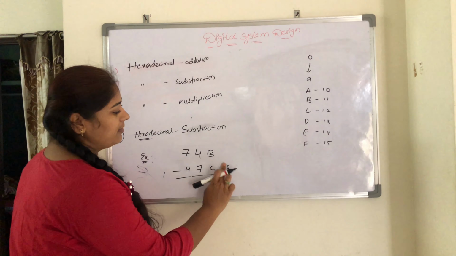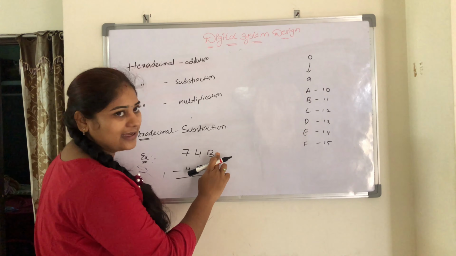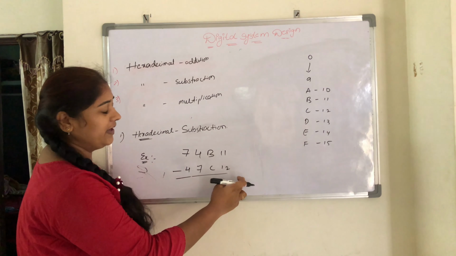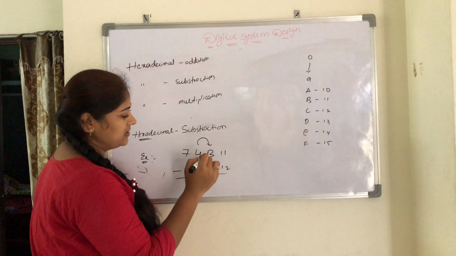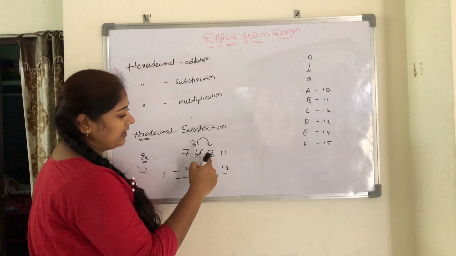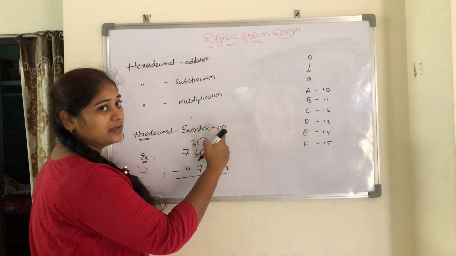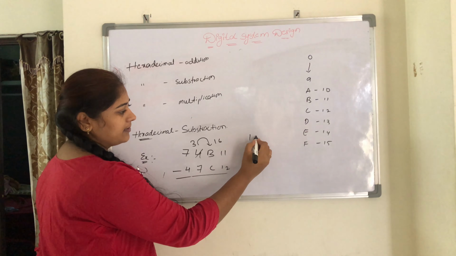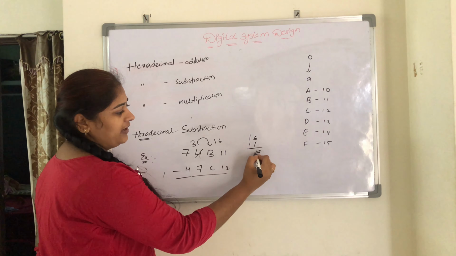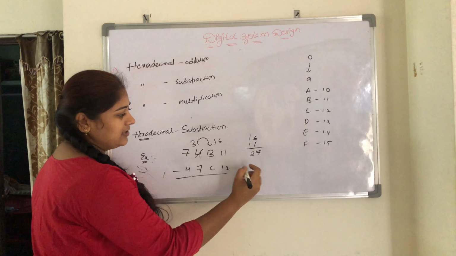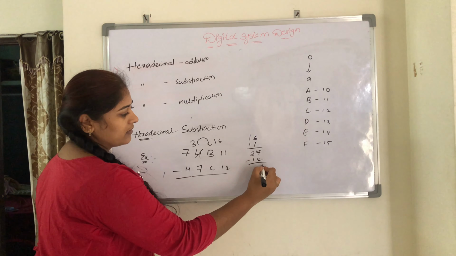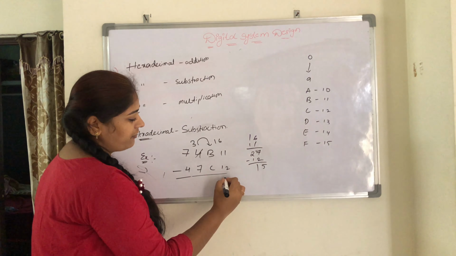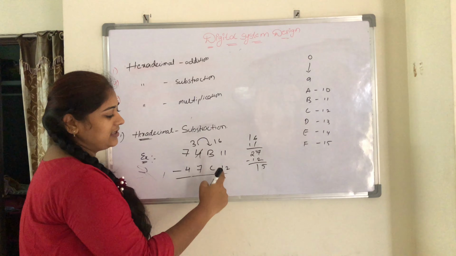So let's see how to do it. b is nothing but 11 in hexadecimal, c is nothing but 12. 11 minus 12, we can't do it. Take a borrow from the beside digit. So here 3 remains. Since it is hexadecimal subtraction, the borrow is 16. 16 plus 11 is 27. So 27 minus 12 is 15. 15 is nothing but f in hexadecimal. So b minus c is f.